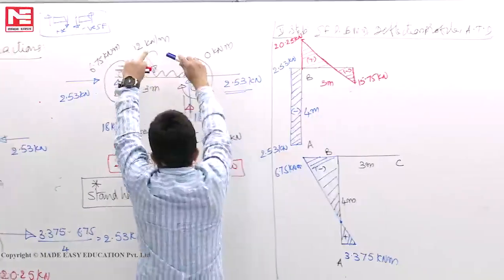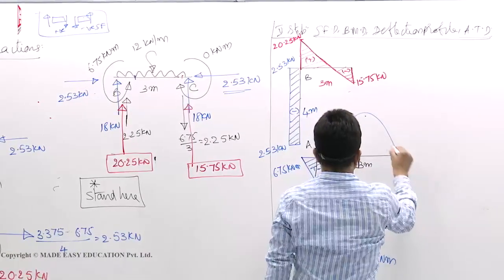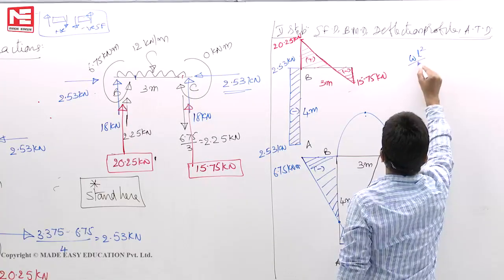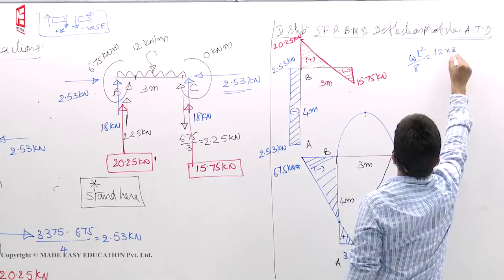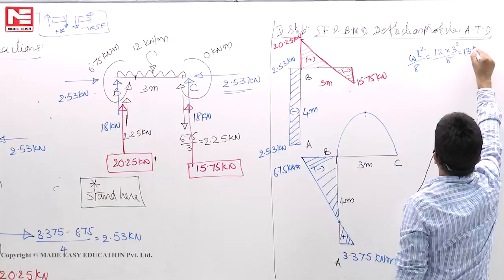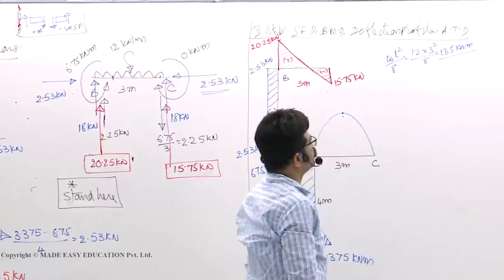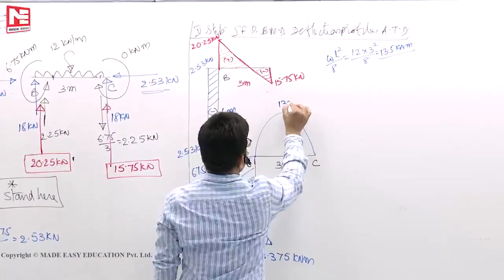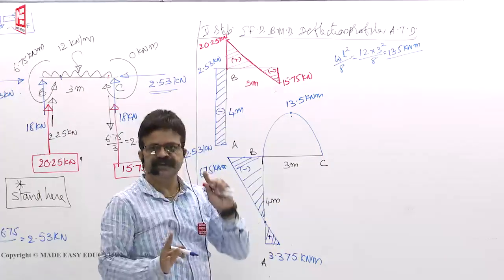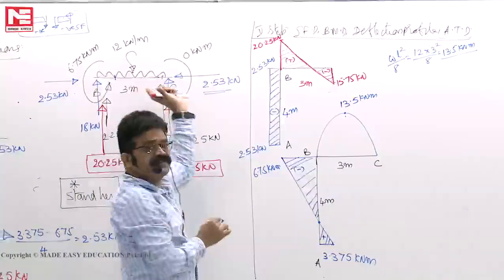Coming to this one, due to UDL alone, first draw. UDL alone, it is like a parabola, WL square by 8. We know that formula. WL square by 8 means W is 12, L is 3, square by 8. So 9 times 12 by 8 you will get 13.5. This value is 13.5 kilonewton meter, for a simply supported beam subjected to UDL alone. Then in addition to UDL, there are end moments. Here 0, here 6.75 hogging.